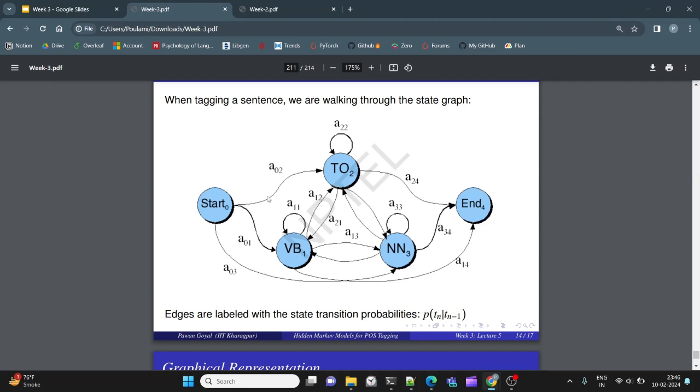So here we have the state graph. We observed and discussed this in the problem also. We had a problem on HMM, so we discussed this there.